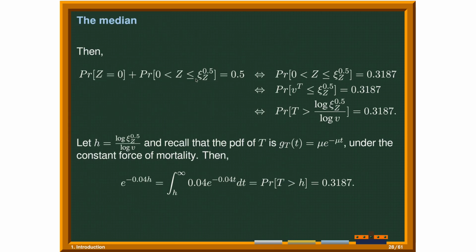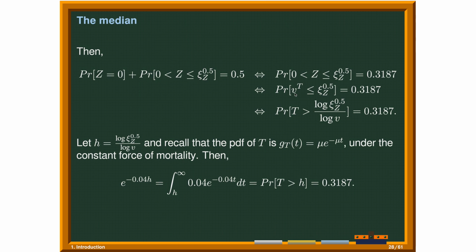We need to break them up into these two probabilities. The left-hand side of our equation, we have to break it up. So the probability that Z is equal to 0 plus the probability that Z is greater than 0 and less than or equal to the median is 0.5. But we know what this is. This is 0.1813. So you transpose that, we get this equation. Okay, let's drop this part because we will just assume that Z is always greater than 0. So we then have this statement.